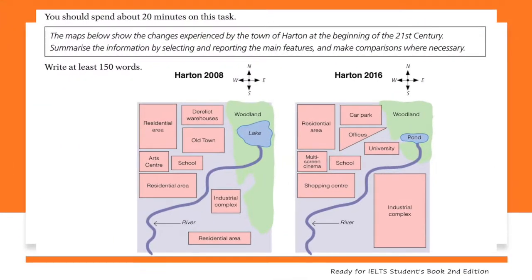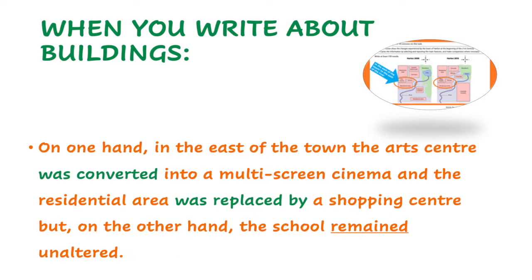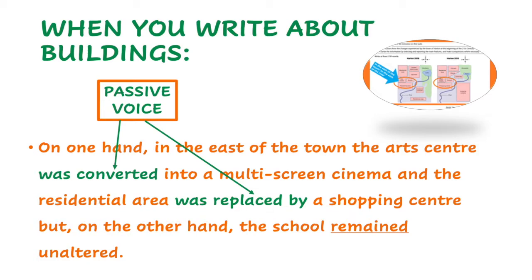So let's zoom in on the maps. I'm going to be focusing on the east of the town, so the area in the east of the town or to the east of the river. I'm going to notice some changes, but also some things that remain the same, and I would write something like this. On one hand, see, I'm starting my comparison, in the east of the town, the art center was converted into a multi-screen cinema. I'm using the passive voice. And the residential area was replaced by a shopping center. Once again, the passive voice. But on the other hand, the school remained unaltered.